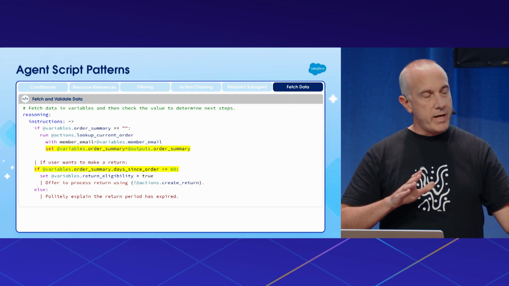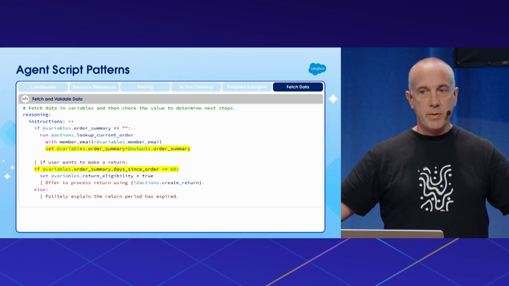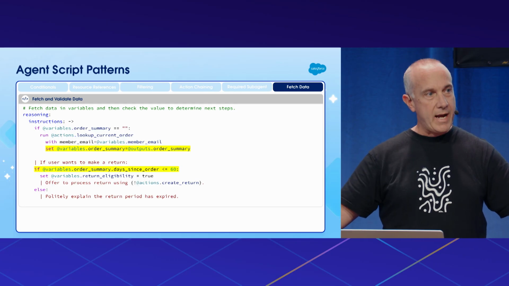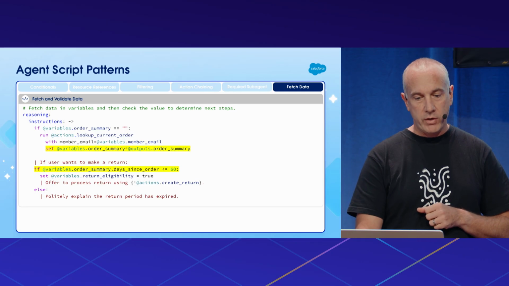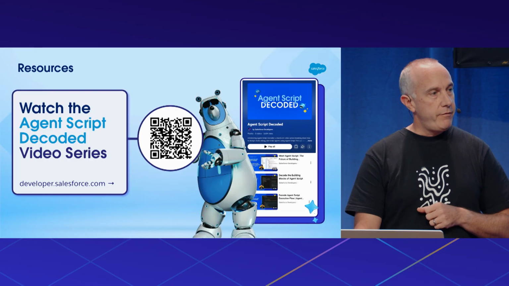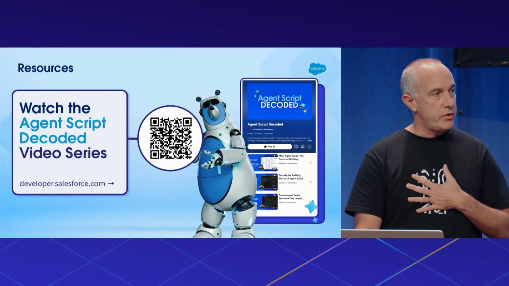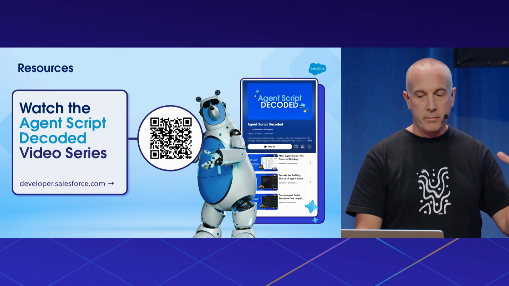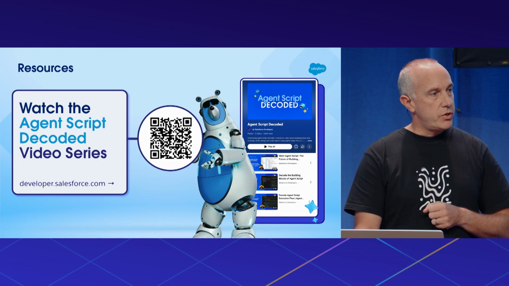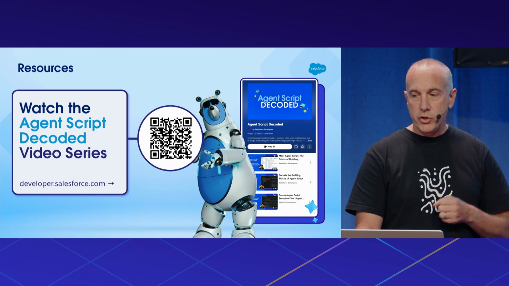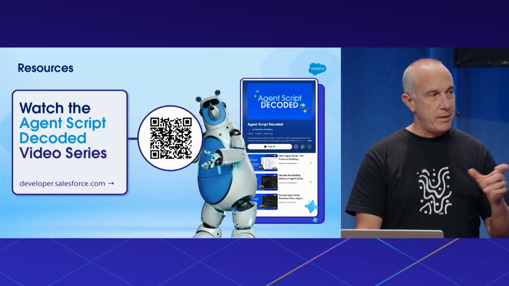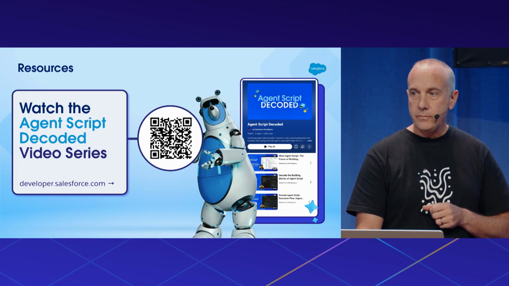So these were my 6 highlights. It obviously extends beyond this to more architectural patterns, so I suggest you check the documentation if you're interested. If you want to know more, our team is creating this agent script decoded video series. We're going through the basics one at a time. So check out this QR code in nice, friendly YouTube videos, and they're super short. We try and keep them less than 8 minutes.